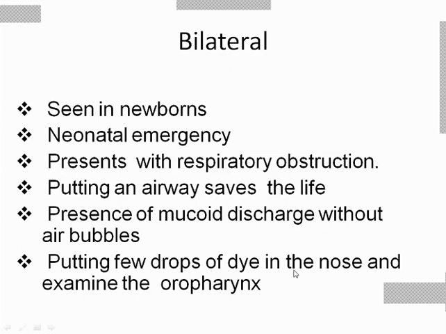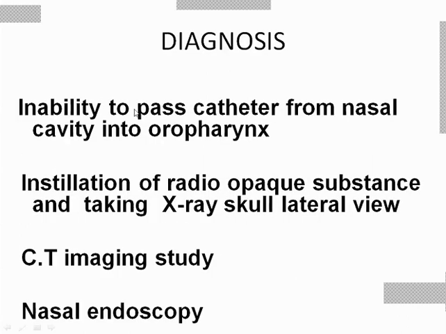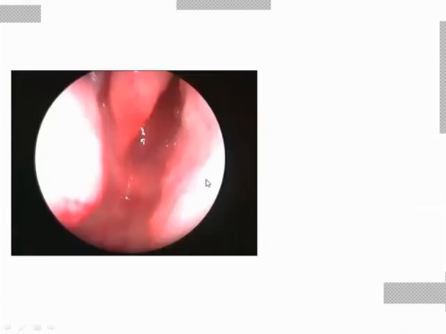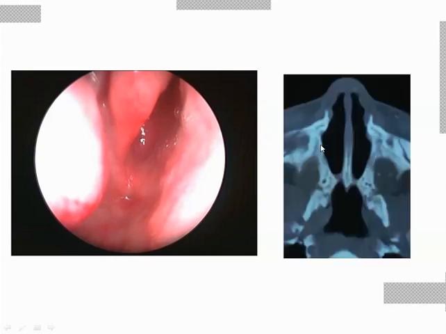The diagnosis is made by inability to pass a catheter from the nasal cavity into the oropharynx, instillation of a radiopaque substance followed by an X-ray where you can see the obstruction, CT imaging studies, and nasal endoscopy. These are the diagnostic tools. If you do a diagnostic nasal endoscopy, you see a complete atresia. There is no opening, and it will not go into the nasopharynx. It stops there. It can be membranous or bony. Only CT or radiological investigation will tell us whether it is bony or membranous. Usually, 90% are bony.